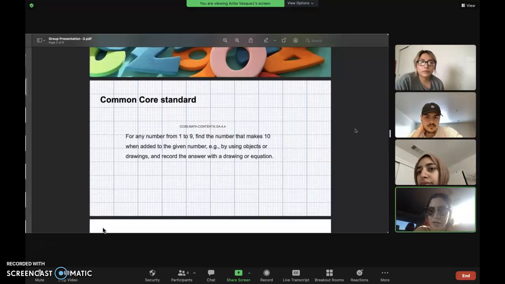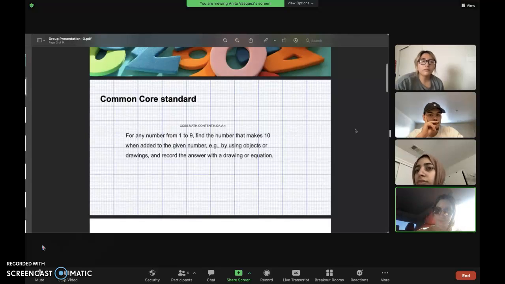For any number from 1 to 9, find the number that makes 10 when added to the given number, by using objects, text or drawings, or record the answer with drawings or equations.